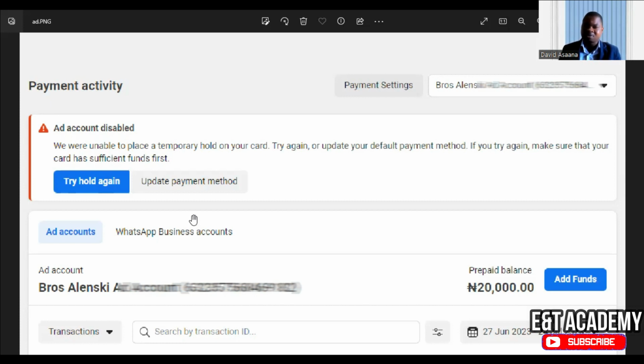But however, in this particular situation, you may have money. This is even a prepaid ad account. You can see that there is 20,000 naira that the person has in the ad account, but it's still showing temporary hold unsuccessful. What do they want again? The person already has money, and you are saying that there is insufficient money, and probably the amount they are trying to hold is not even up to the amount that is here.